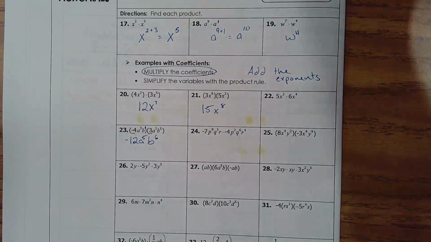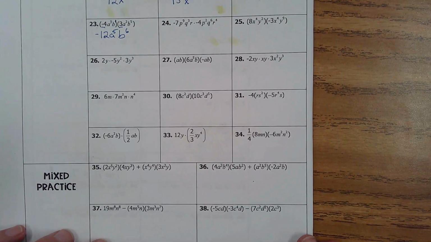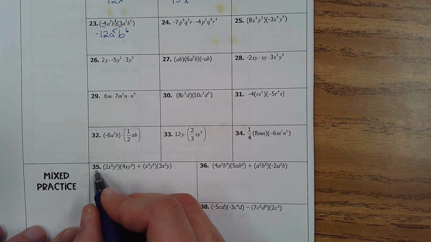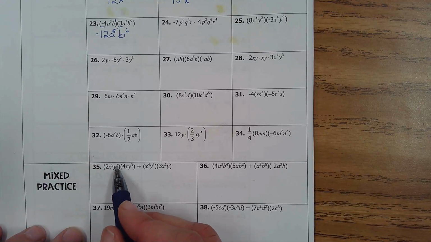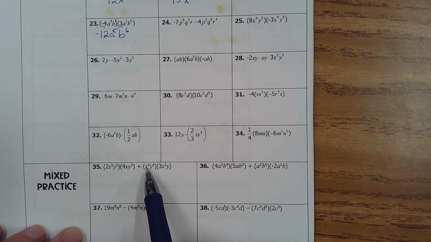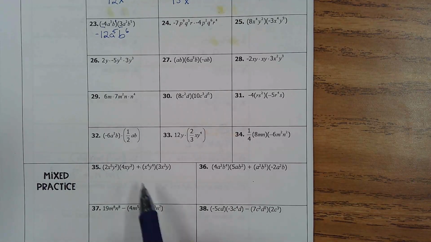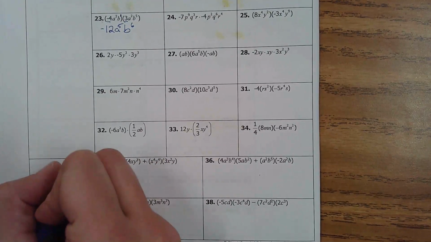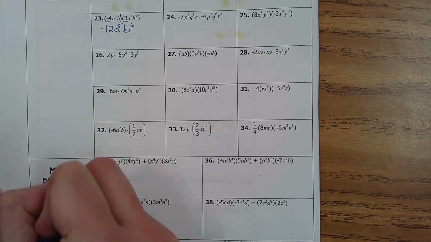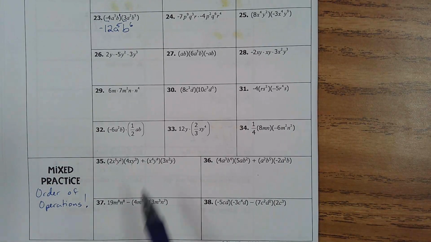We're going to do 2 more together before you start moving on to your practice, and we're going to do 2 from the bottom section. So looking at number 35, we have 2x to the fifth y squared times 4x y cubed plus x to the fourth y to the fourth times 3x squared y. So this is a problem that has multiplication and addition. We still have to follow order of operations. So we cannot do anything with this adding until we take care of the multiplying first.